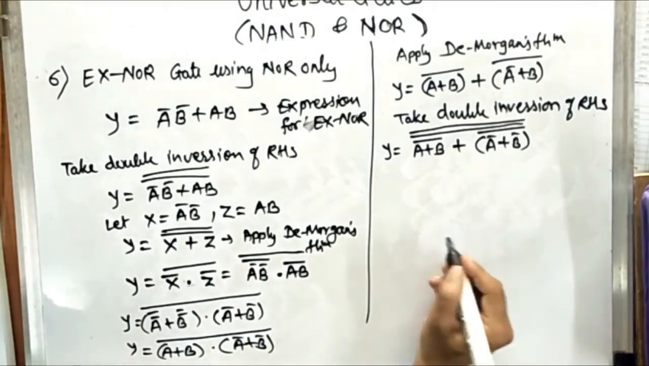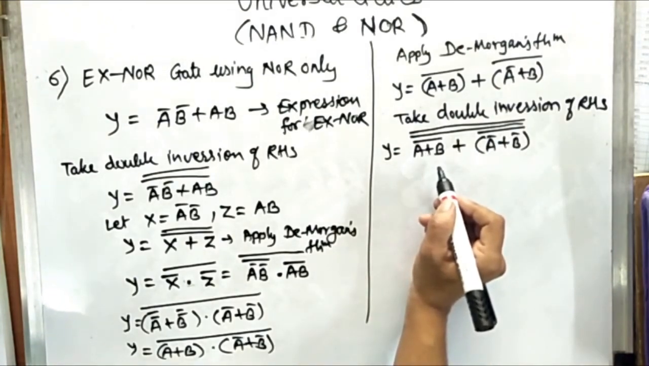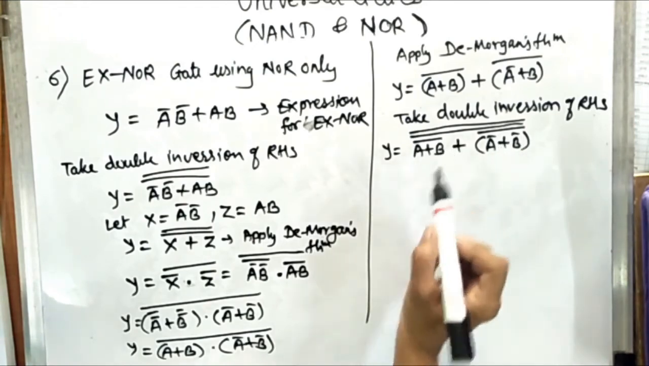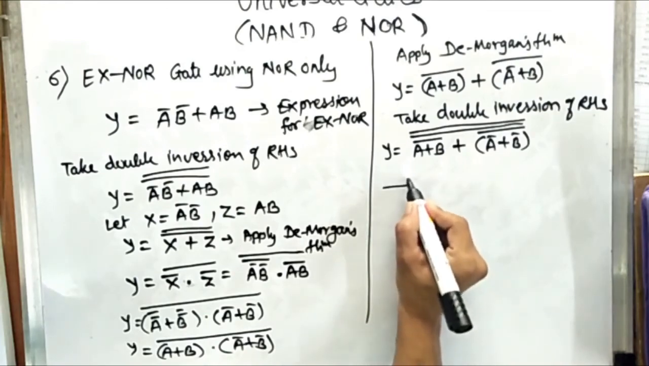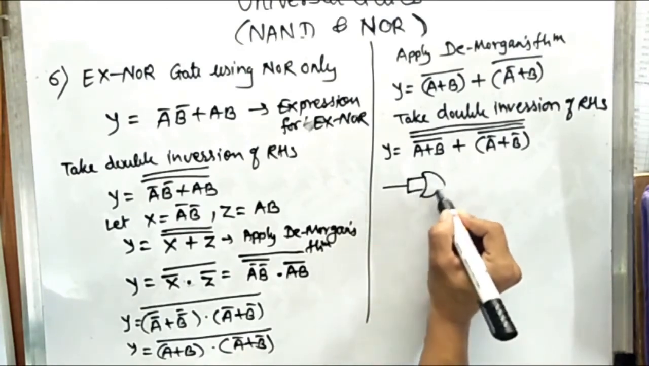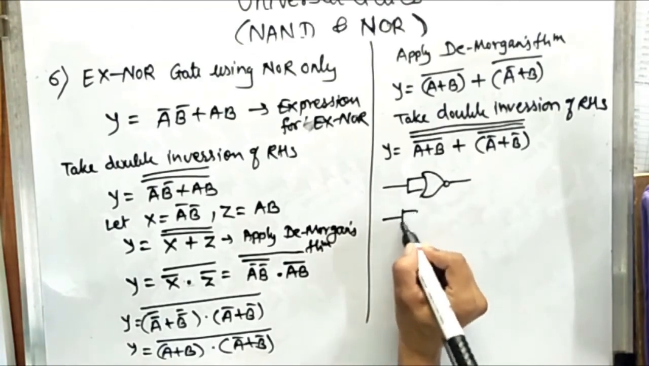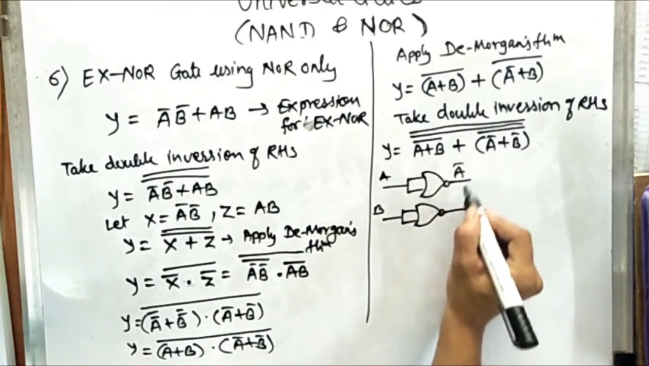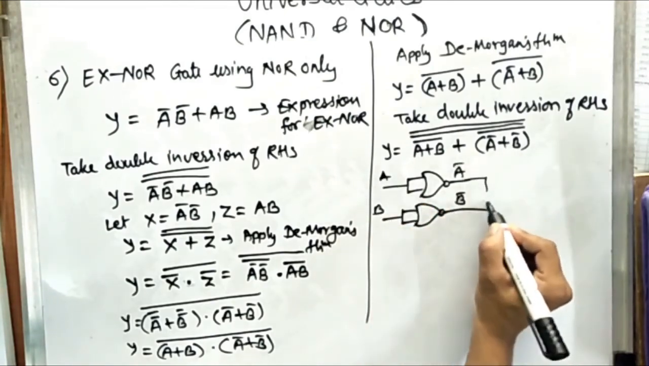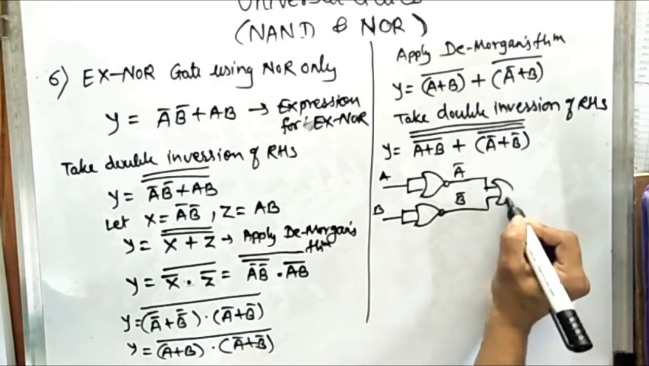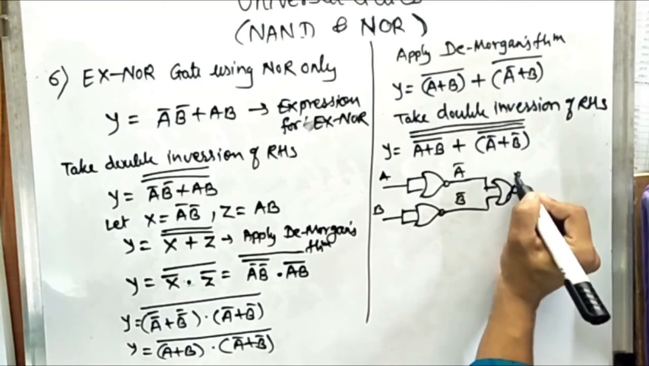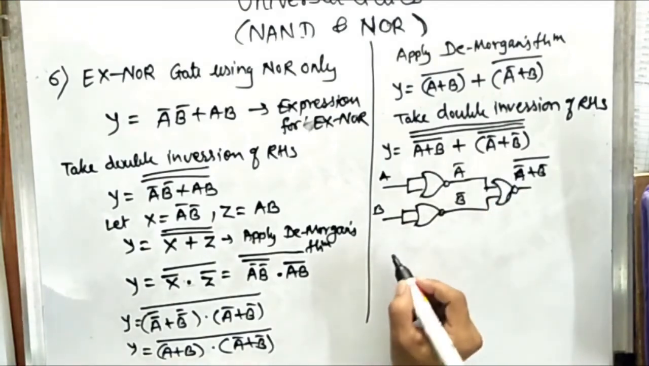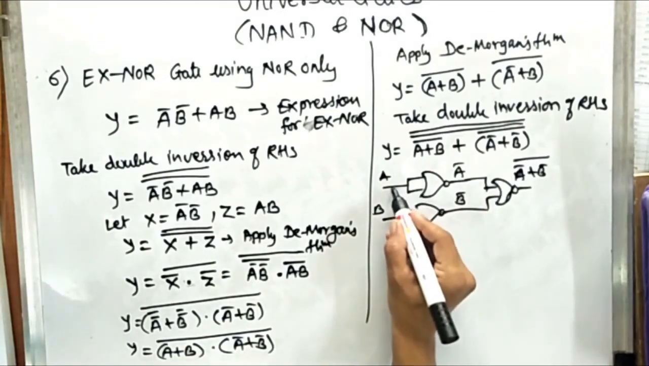So we can construct it. Here we require, for the second term, the complements of these inputs, and here uncomplemented inputs we require. So we can use two NOR gates as NOT gates to get the complements of inputs, that is A bar and B bar. So here NOR operation is performed on these two inputs. So here we get A bar plus B bar complement. So here we get the second term.